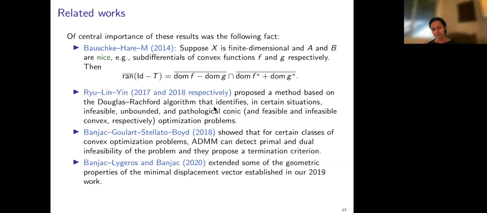Related works to this: I would say that this formulation for the range of the displacement map, identity minus T, is of crucial importance. And built on that, we were able to actually get a lot of results. In 2017 and 2018, Liu and Yin proposed a method based on Douglas-Rachford, which identifies situations of infeasible, unbounded, and pathological conic/convex optimization problems. Later on in 2018, Banjac, Goulart, Stellato, and Boyd showed that for certain classes of convex optimization problems, ADMM can detect primal and dual infeasibility, and that actually used the minimal displacement vector. And in 2020, Banjac and Lygeros provided very nice results where they extended geometric properties of the minimal displacement vector that we had for the case of a convex function subject to linear constraint.